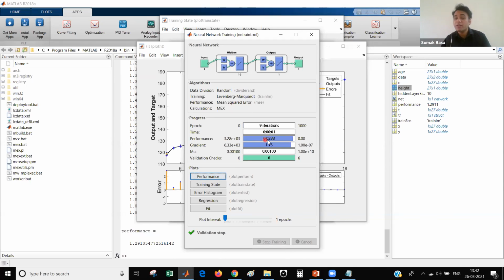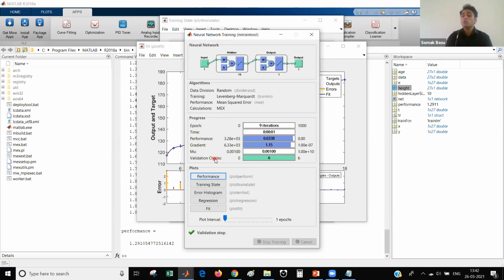Performance. What was the mean square error? The value of mean square error is 0.0338. What is the value of the gradient? 1.15. I told you what is the gradient in gradient descent. Del E by del W, gradient descent. What is the value of mu? 0.00100. Now, what is this mu? Mu is also called the combination coefficient. Mu signifies the amount by which the weight changes in each iteration.